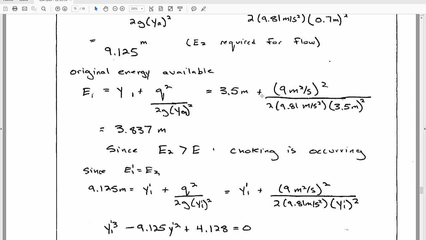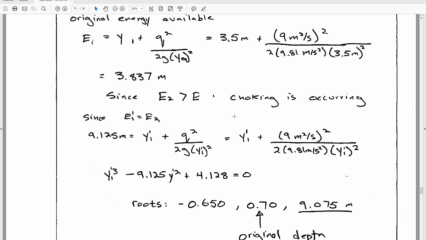Just as we did in previous cases where we were analyzing specific energy, this is going to turn into a cubic equation that we're going to be solving for the roots. There will be one negative root and two positive roots. In this case, we already know one of the positive roots. It's that supercritical root. And so what we're after is the subcritical root that gives us the same amount of specific energy.